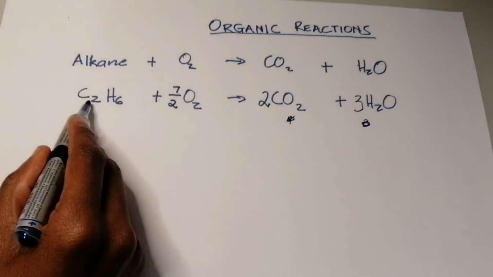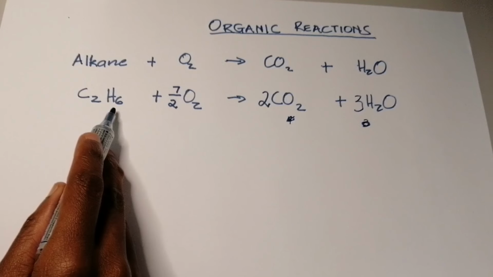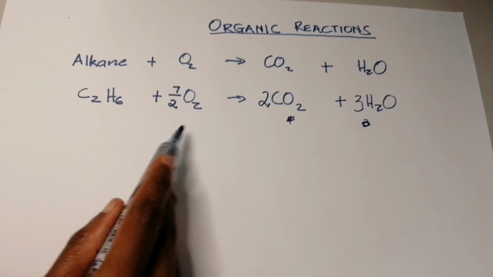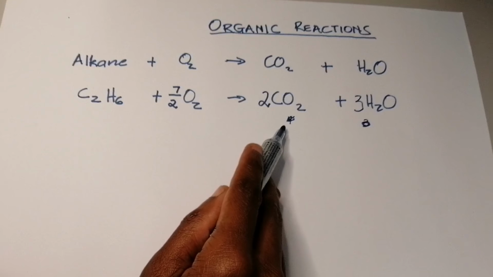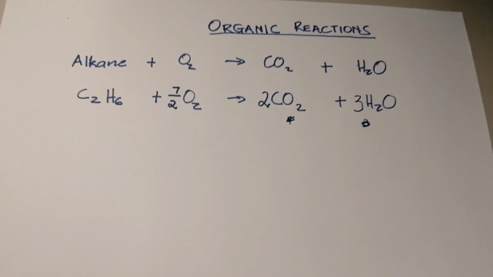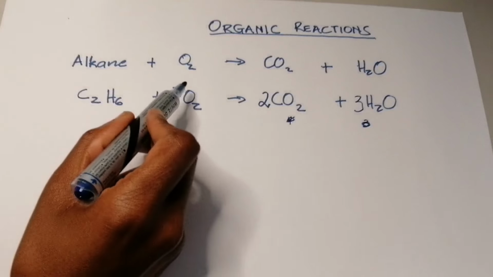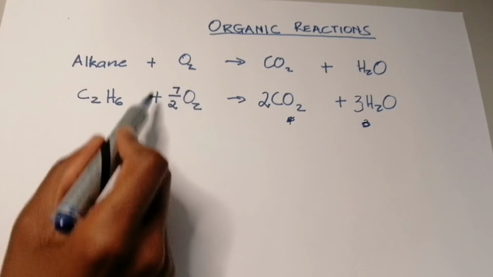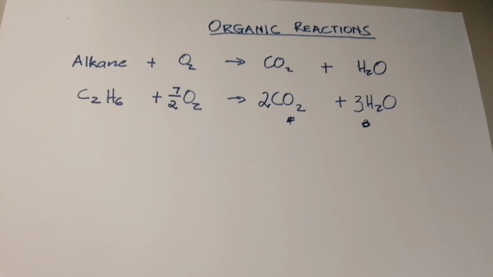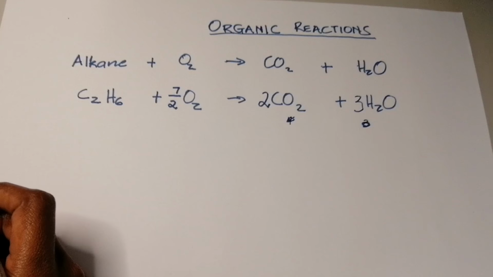So now 2 carbons, you've got 6 hydrogens, 3 times 2 is 6. 7 over 2 times 2 gives me 7, and then 2 times 2 is 4, and 3 times 1 is 3. 4 plus 3 gives us 7. So oxygens are complete. However, in chemistry, we usually don't want our stoichiometric ratios or our coefficients or molar ratios, whatever you want to call them, to be in fraction form, or even decimals.